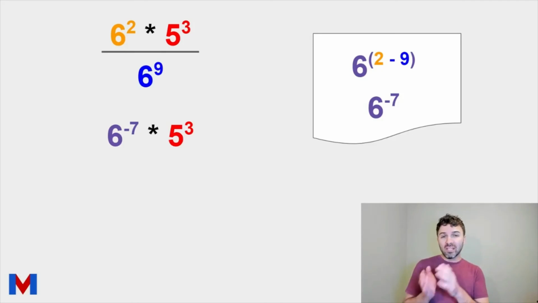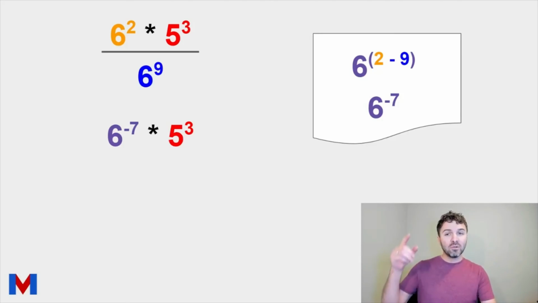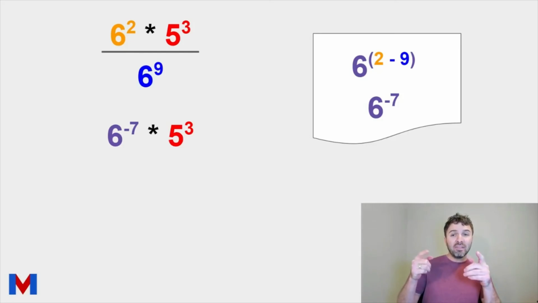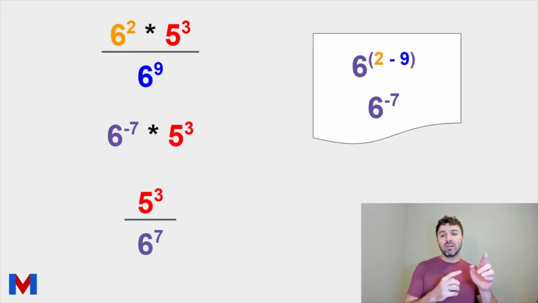There's times where you want to keep this as a negative exponent. But there's times you want to have positive exponents only. In that case, let's do that 6 to the negative 7th. And remember that negative exponent means the inverse of that base only. So we have 5 to the 3rd divided by 6 to the 7th.